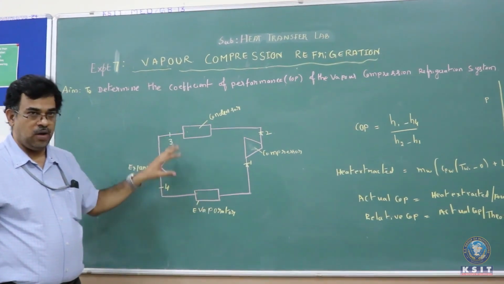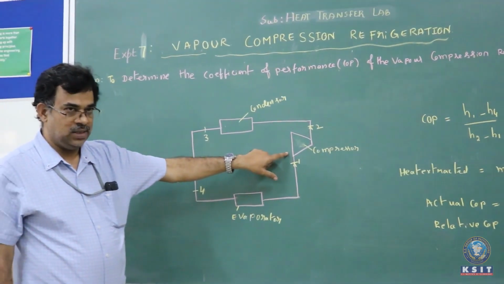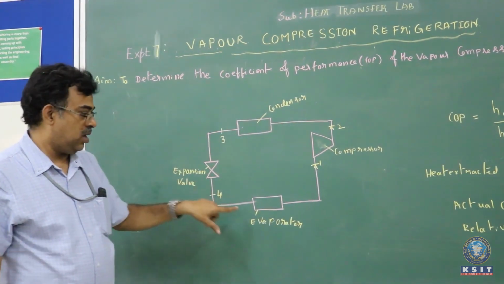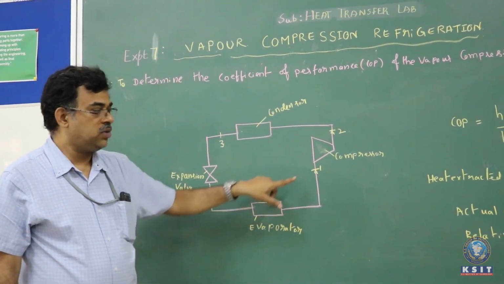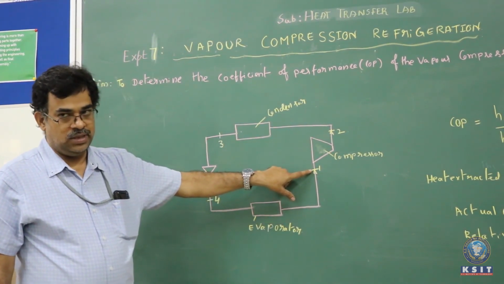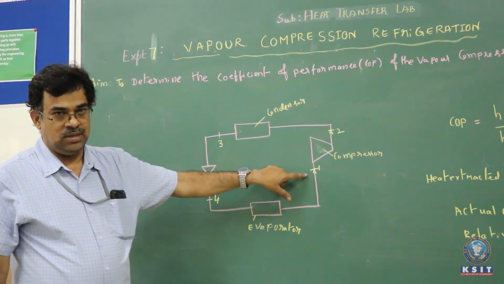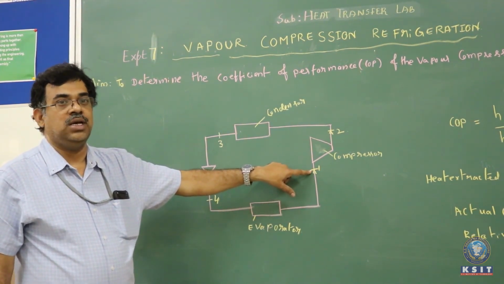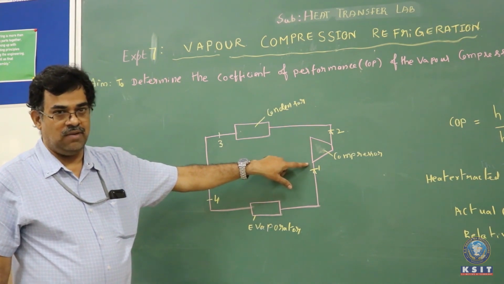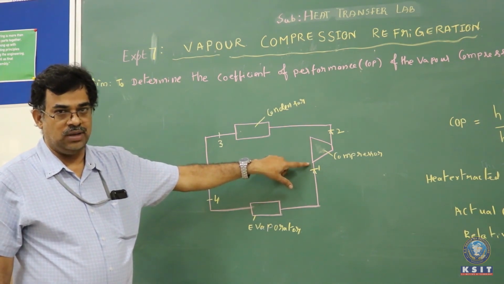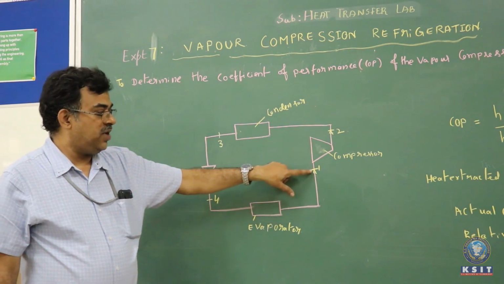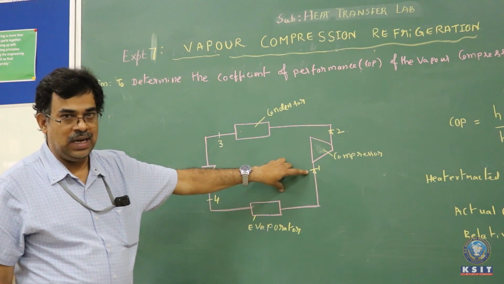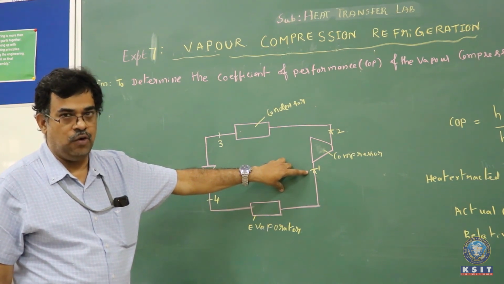In a refrigeration system, there are four main components. One is the compressor, next is the condenser, the expansion valve, and the evaporator. Now you start from the compressor. The working medium in refrigeration is called the refrigerant. In our lab, we are using Freon 12, that is R12. The refrigerant exits from the evaporator at low pressure.